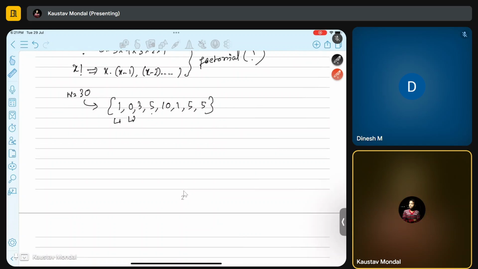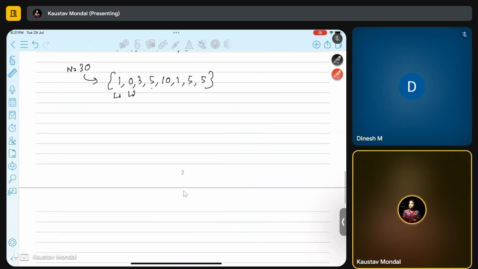Now if you calculate the total number of ways W, how can you calculate W? It would be n factorial over n0 factorial, n1 factorial, n2 factorial, like that. So in this case it would be 30 factorial over 1 factorial, 0 factorial, 3 factorial, 5 factorial, 10 factorial, 1 factorial, 5 factorial.